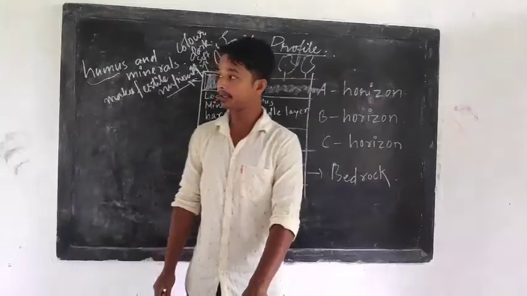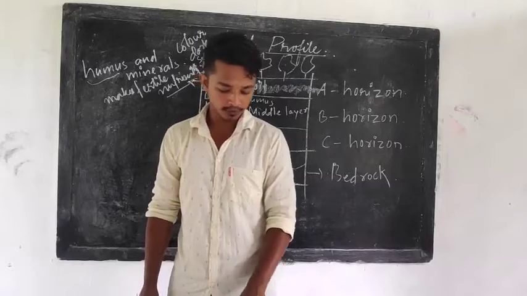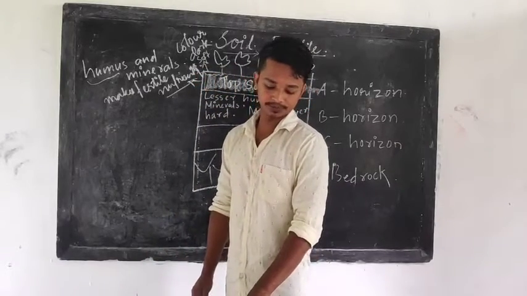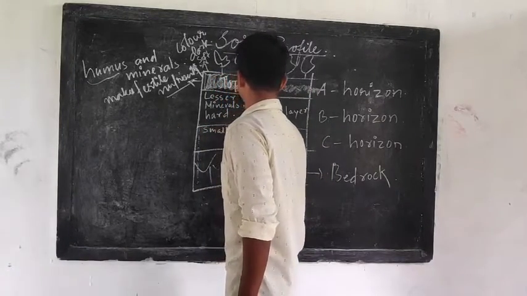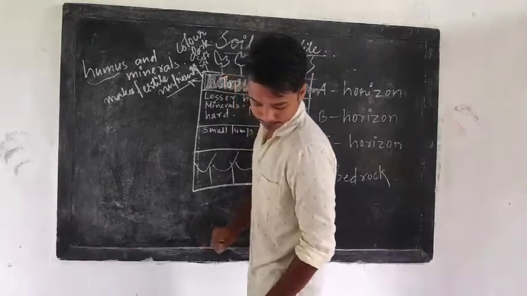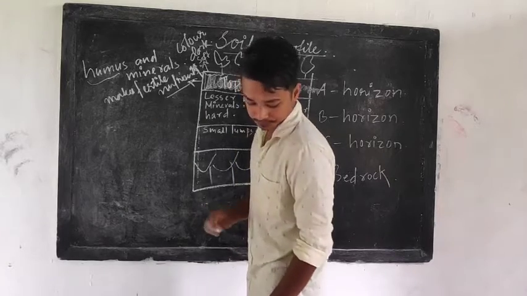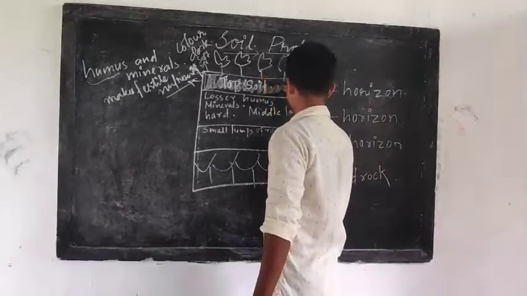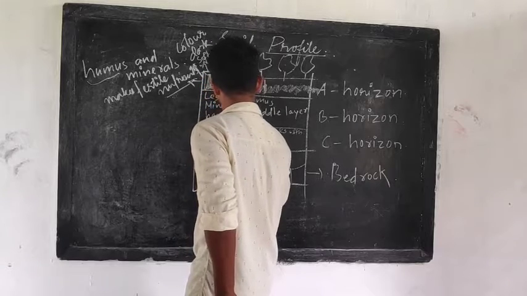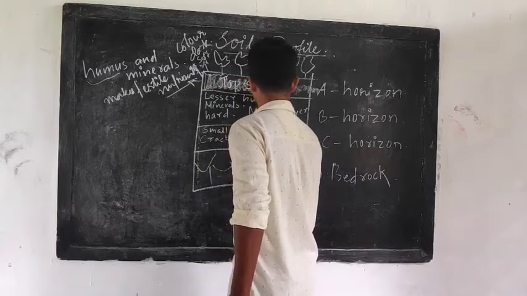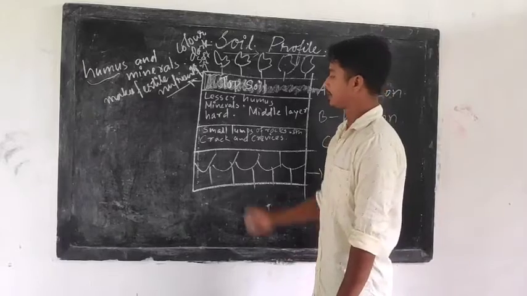And the third layer is the C horizon, which is made up of small lumps of rock with cracks and crevices. Lakshman, can you understand?